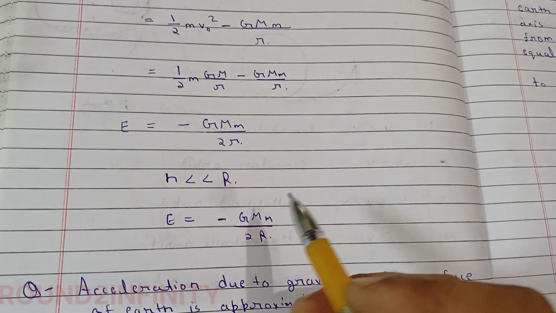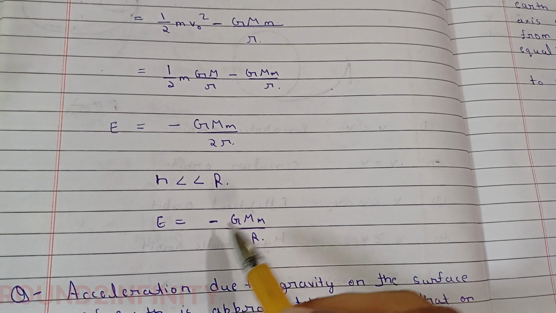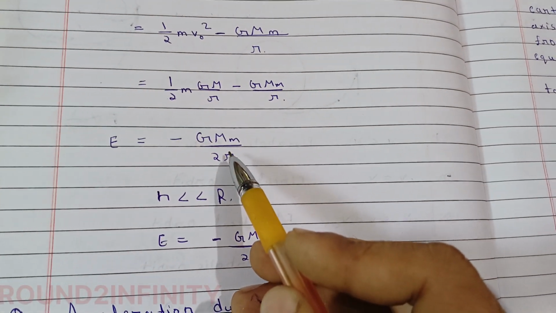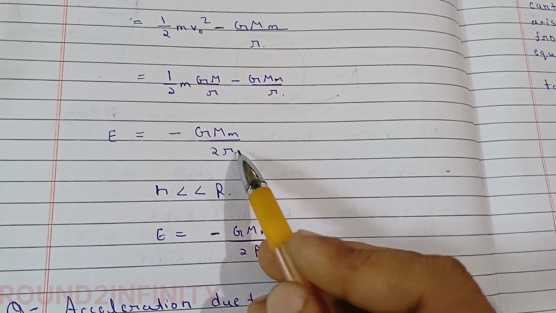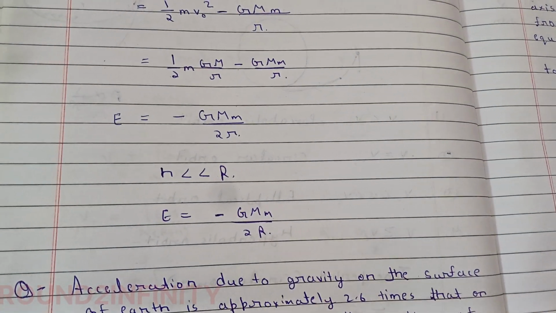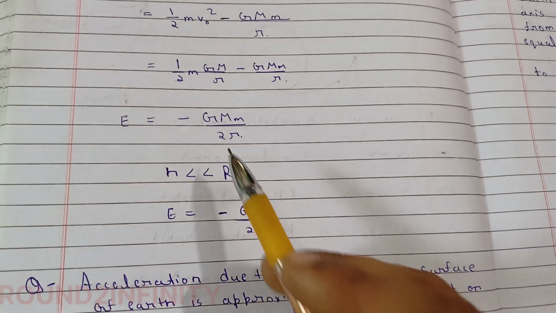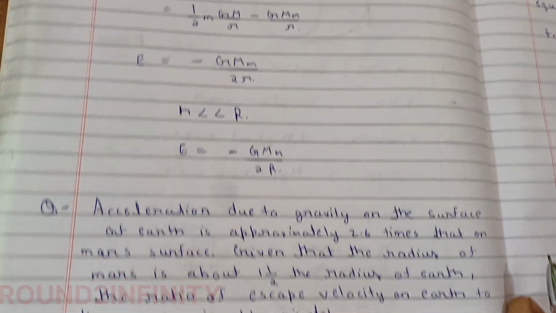For h very less than R, total energy is minus GMm over 2r, because this r is nothing but capital R plus h. So for small h, this will simply be the radius R. So this will be your total energy. Remember these formulas. Let's see some questions based on them.